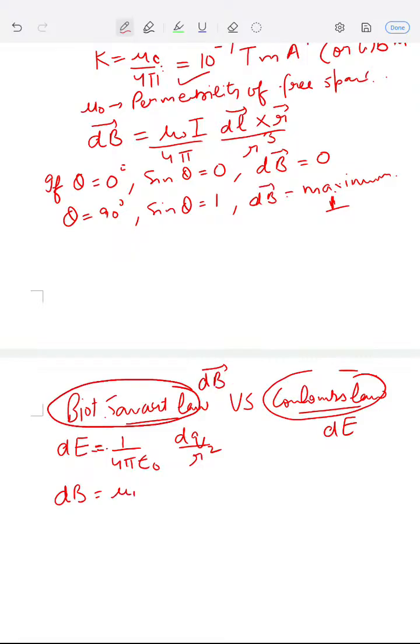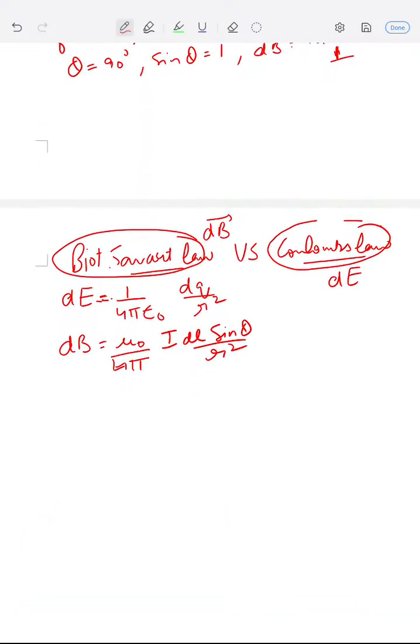And the magnetic field produced is mu 0 by 4 pi, IDL sine theta upon r square. This is the difference between Biot's law and Coulomb's law. Now the second derivation we are going to discuss.